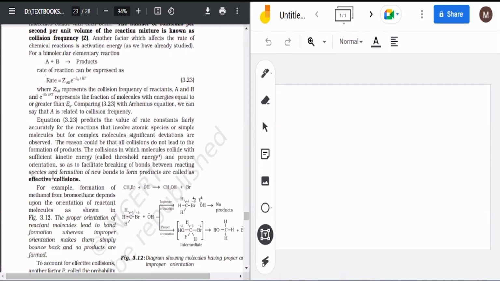We call these effective collisions. To facilitate breaking of bonds between reacting species and formation of new bonds, we need effective collisions where the reactants collide in a proper symmetry.